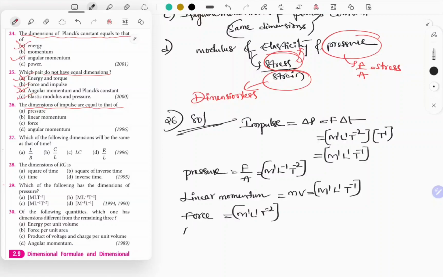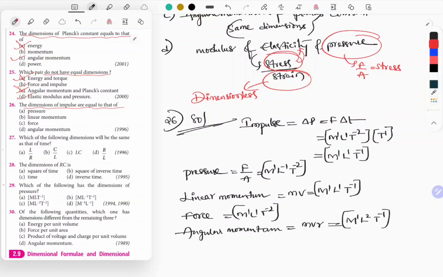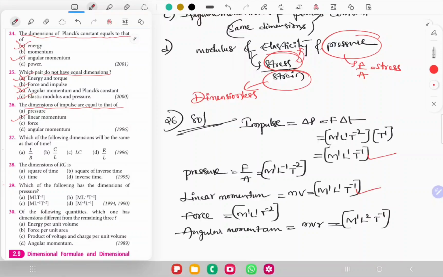Next, angular momentum is mvr, which is equal to m power 1 L power 2 T power minus 1. Now look at the option which is matching. What's the question they're asking? Dimensions of impulse are equal to. So these are the impulse dimensions which is matching with linear momentum. Which option is correct? Option B is correct. 26th. Very good.